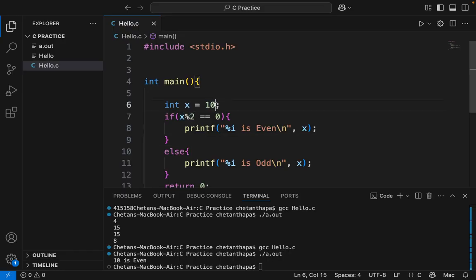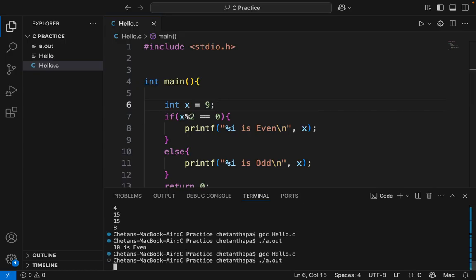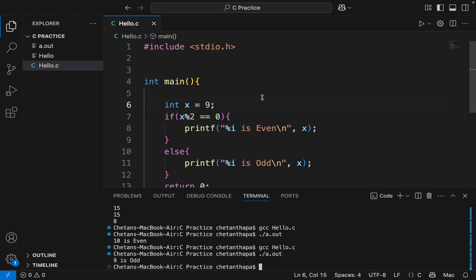So let's say the number is x. 9 is odd. Okay, this is how you can check the number using the modulus operator.